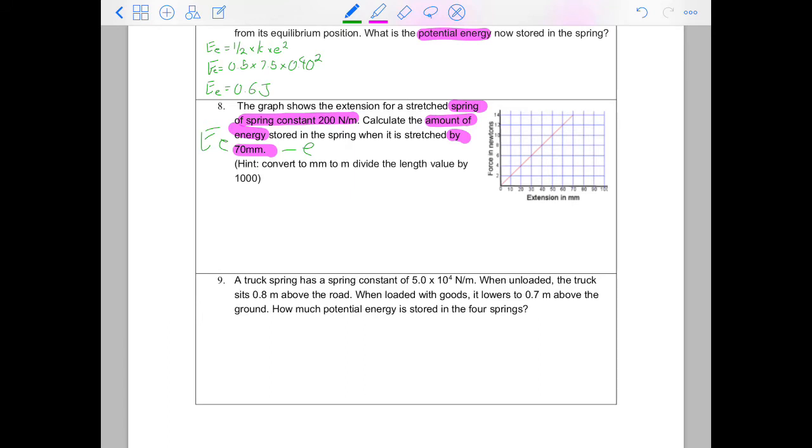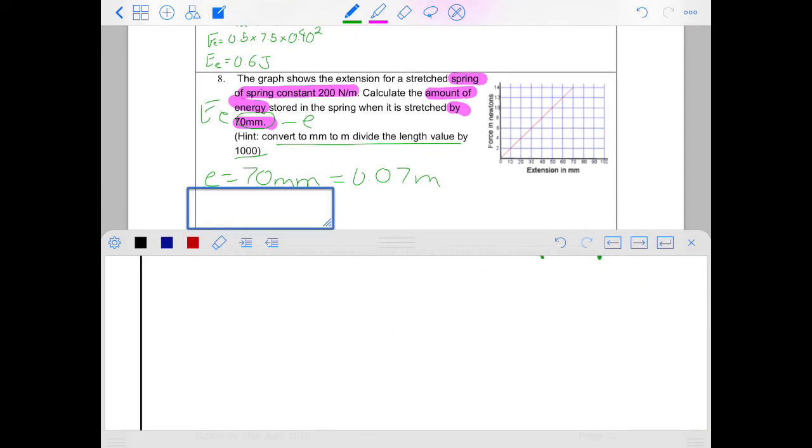The one thing you do need to be careful of here, we have millimeters, we don't have meters. So we need to convert millimeters to meters by dividing the value by 1,000. So our extension is 70 millimeters, which when we divide that by 1,000 is equal to 0.07 meters. So now we do all the same steps.